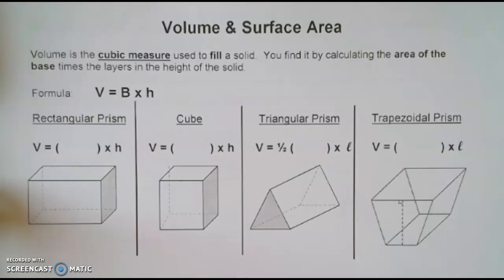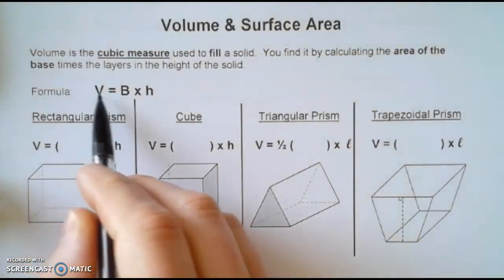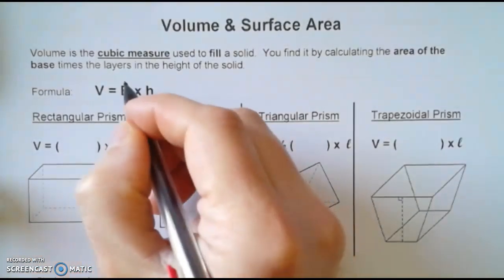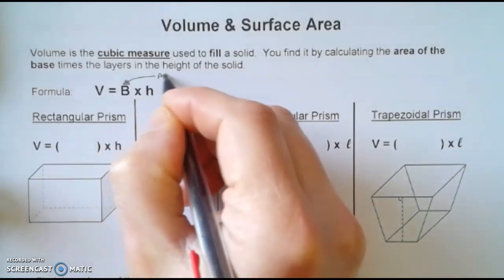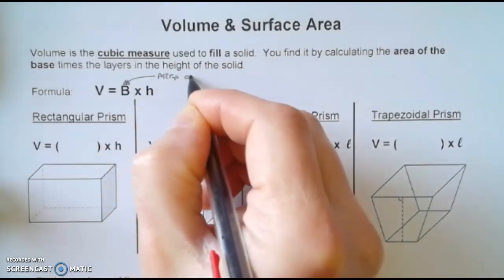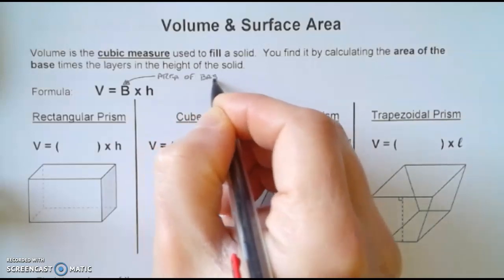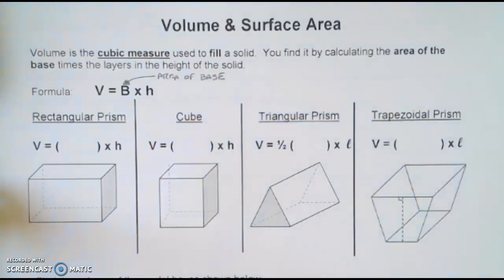You find it by calculating the area of the base times the layers in the height of the solid. So in our formula, V equals capital B times H. This capital B right here stands for the area of the base. So you're going to need to know which dimensions to use for the certain shape that you're working with.